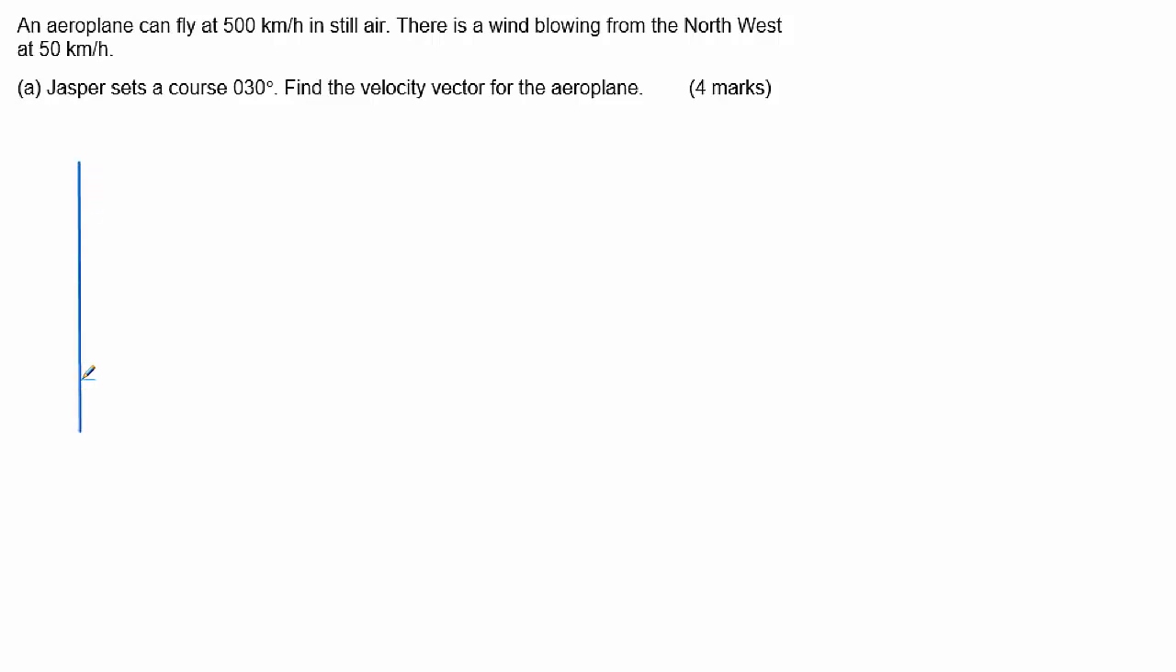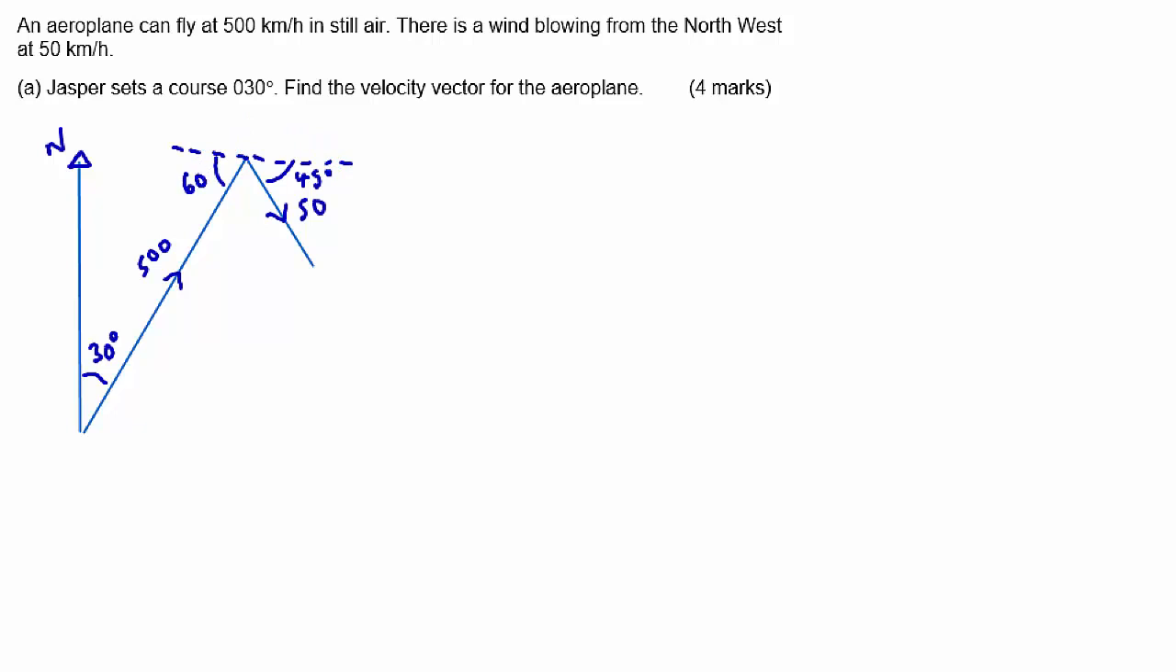So if I take a north line just here, then what Jasper has done is he set a course in this direction. And we know that that's 500 and that this is 30 degrees. We have a wind that's blowing from the northwest, so it's blowing down this way at 50. And if it's coming from the northwest, this angle here is 45 degrees. If we do that, this angle would be 60 degrees.